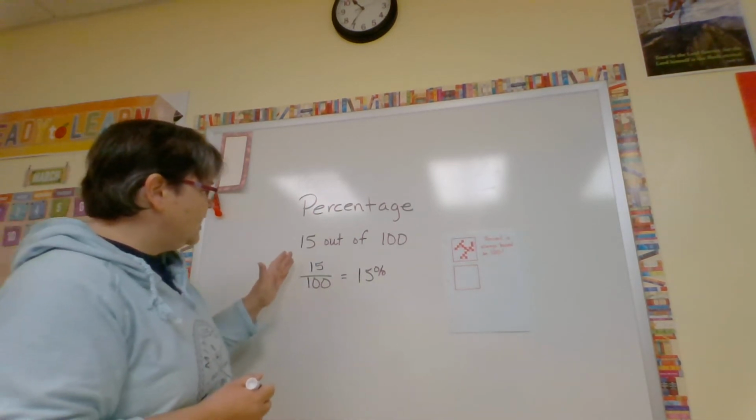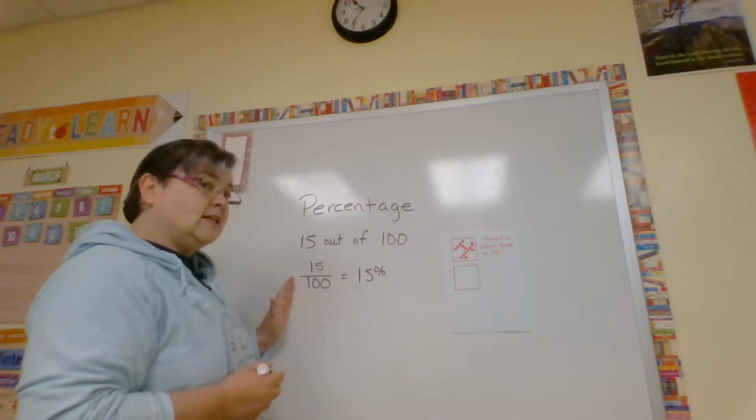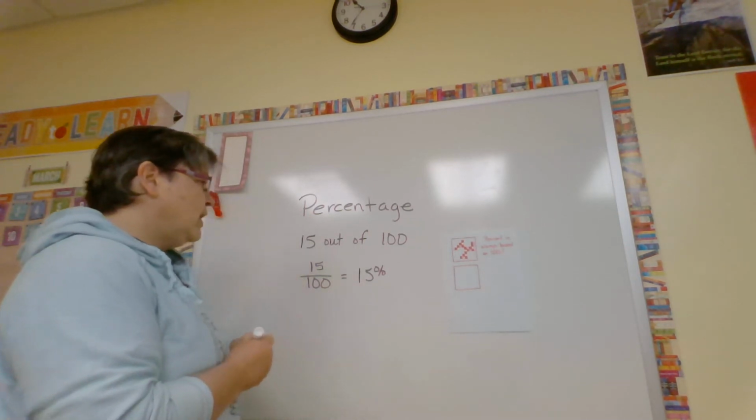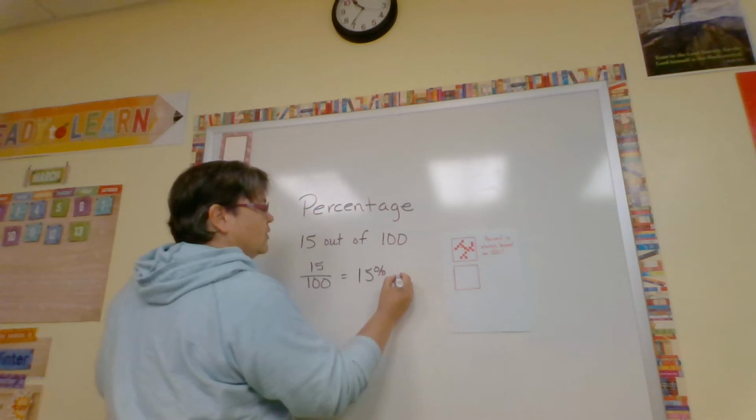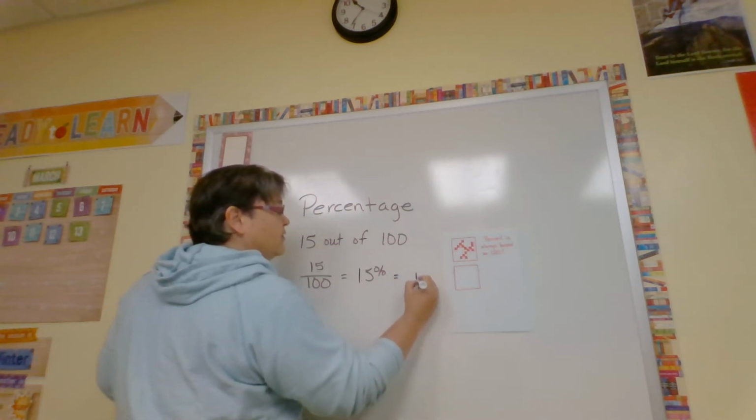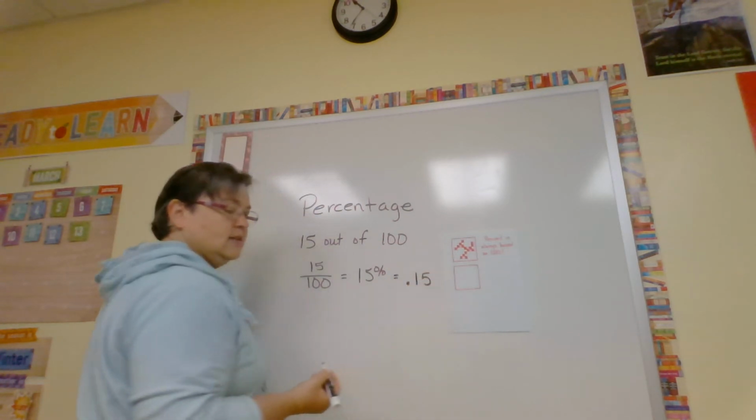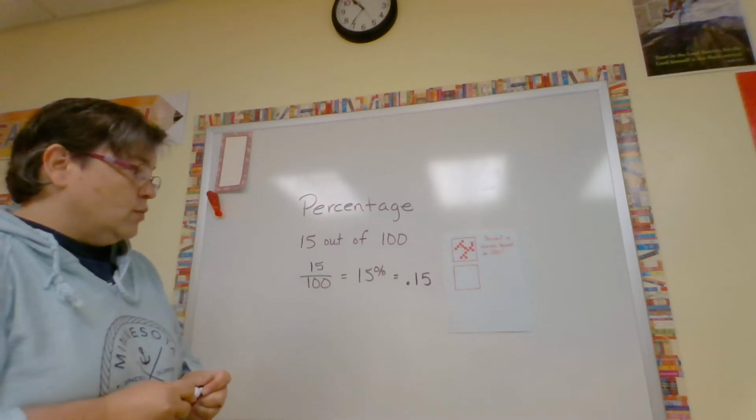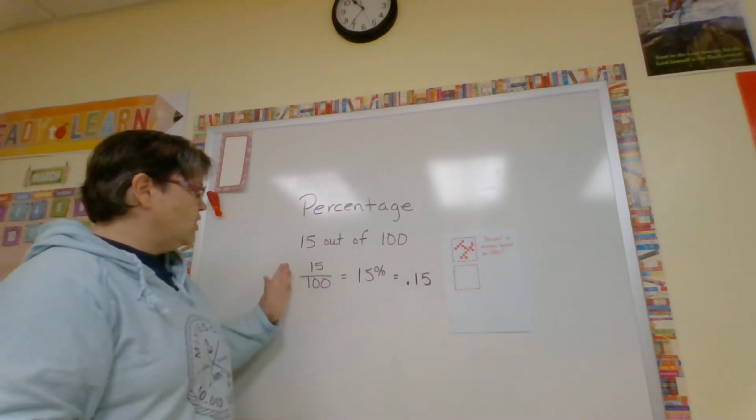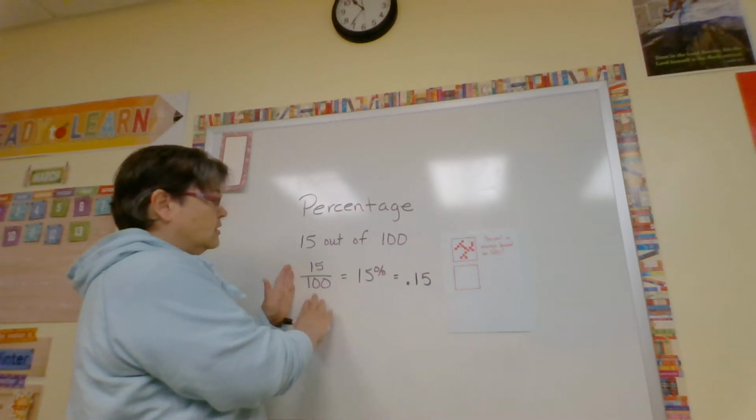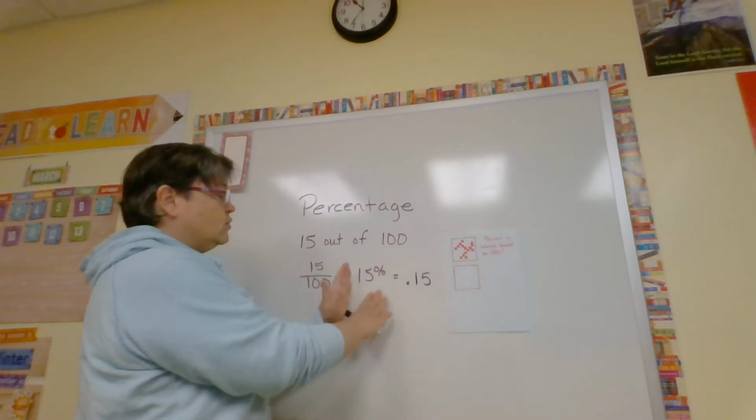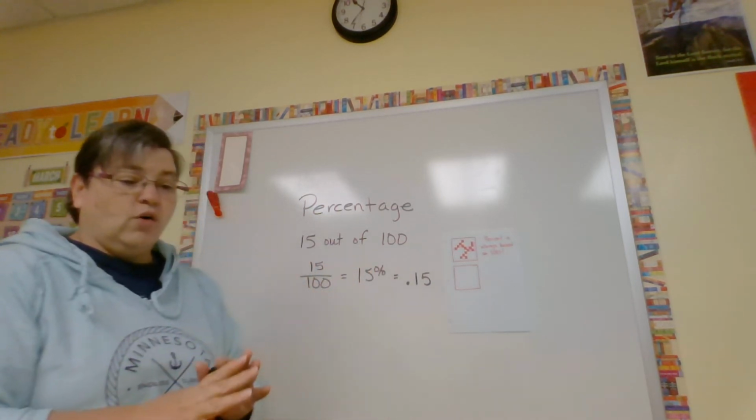So if I was thinking 15 cents out of $1, how would I write that? I would write it with a decimal and 15 cents. So when we're talking percentages, we're really talking fractions and decimals as well as percentages. They all go together.